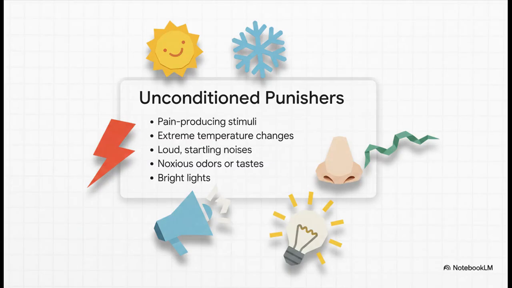When you look at these examples, you can see how universal they are. Things like pain, getting suddenly very hot or very cold, a loud, unexpected noise, or a really awful smell. These are things that pretty much any person or animal will naturally want to avoid. You don't have to be taught that these things are bad news.